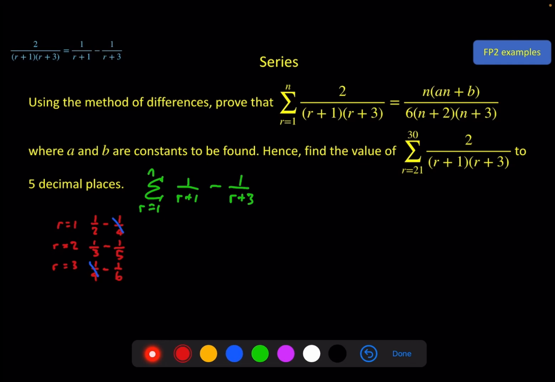Let's do one more just to make sure we've got this right. We've got 1 over 5 minus 1 over 7. So the new term of the series that I'm adding, the first part of that cancels with the second part 2 terms earlier.